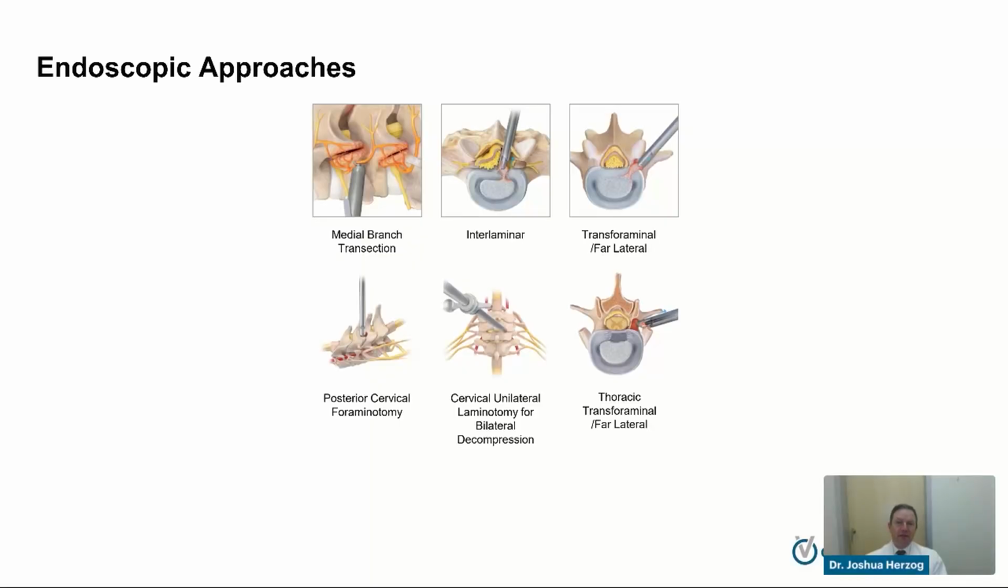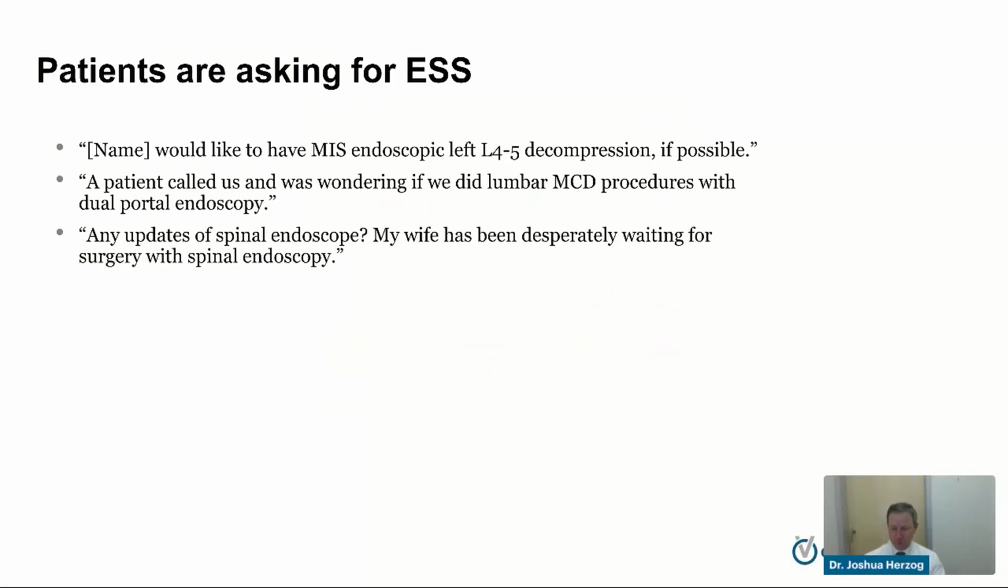These are some pictures of spine endoscopic approaches. The top three are what we're really going to focus on today: the medial branch transection, the intralaminar decompression, and the transforaminal decompression or far lateral decompression. The bottom three, which are posterior cervical foraminotomy, the cervical unilateral decompression, and thoracic transforaminal far lateral decompression, are definitely used for more advanced endoscopic spine type procedures. But we're going to talk about the top three in general.